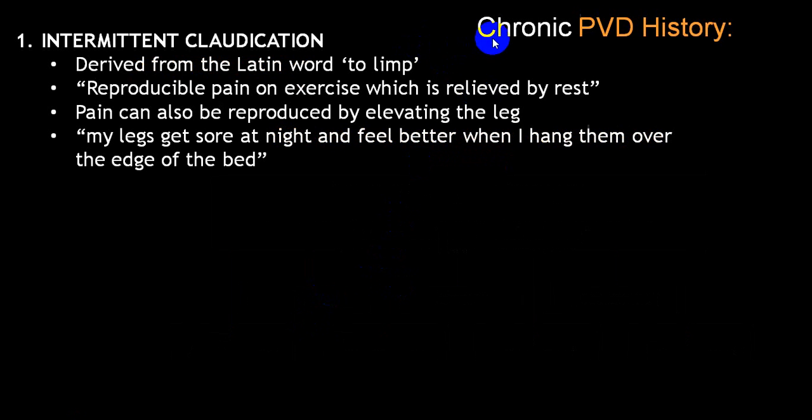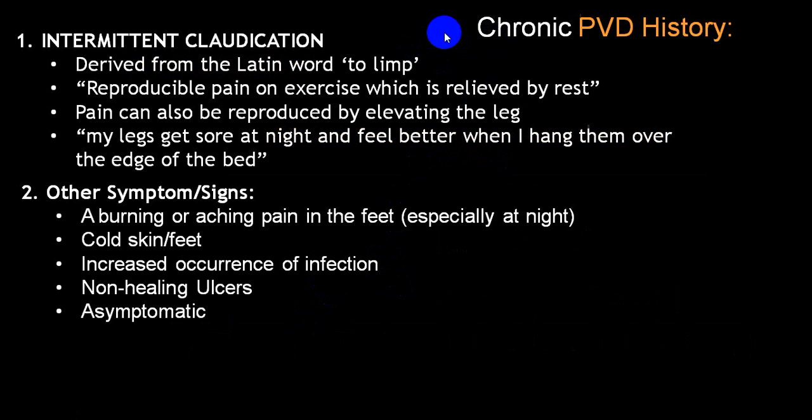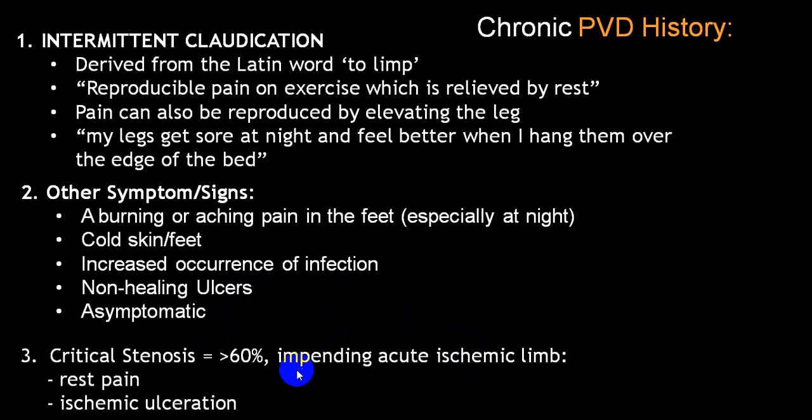By and large, this will be presenting in the form of a chronic presentation. We already described. Other symptoms can be burning pain or aching pain, cold clammy extremities, increased occurrence of infection at the site of ulcer, non-healing ulcer. Very, very rarely a person may be asymptomatic. Very, very absolutely rare. If a person gets critical stenosis, now the person will start presenting with rest pain, ischemic ulceration, and can end up in gangrene.